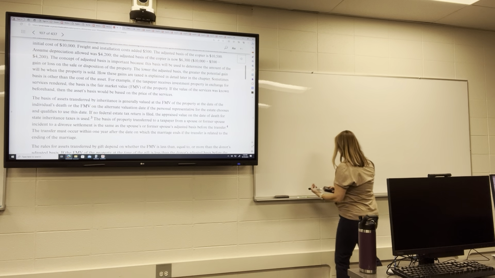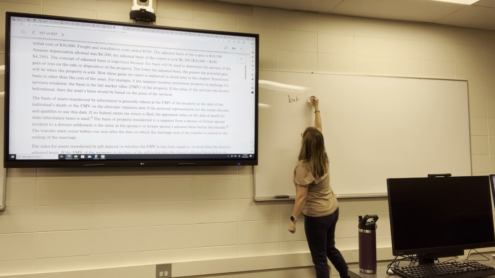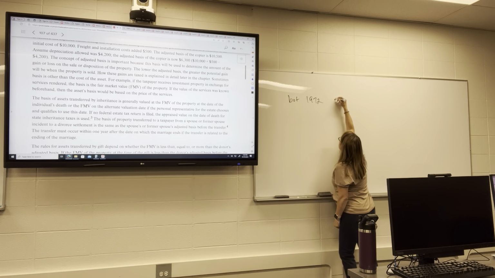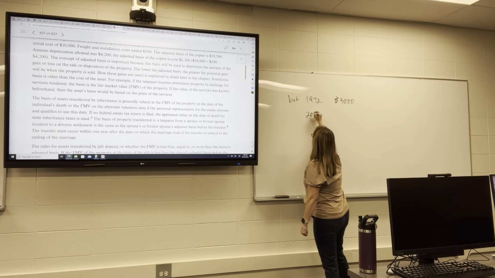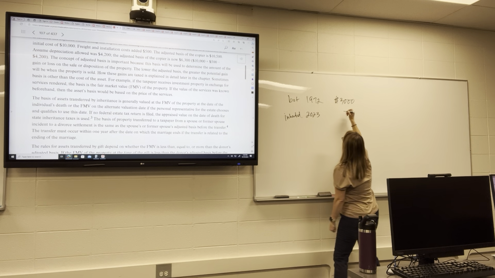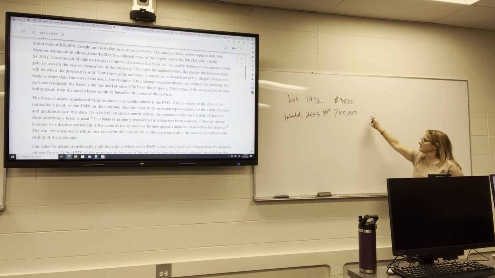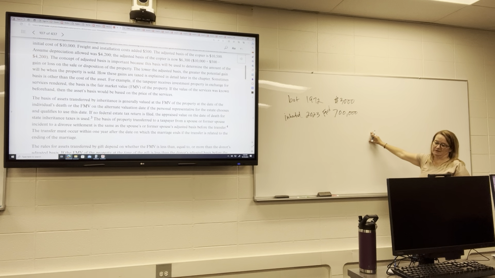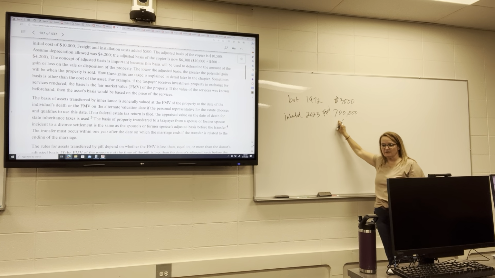So I'll write that down, see if it makes a little bit more sense. Grandma bought the house in 1972, and she paid $3,000 for it. In 2023, you inherited it, and the fair market value was $700,000. You're going to use that property, maybe in a business, maybe as an investment property. It doesn't really matter. Your basis in that property is now $700,000.